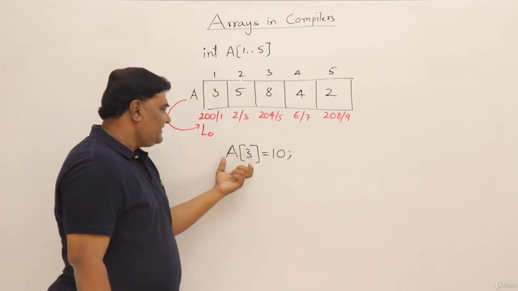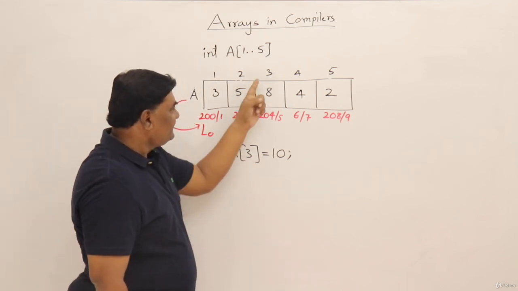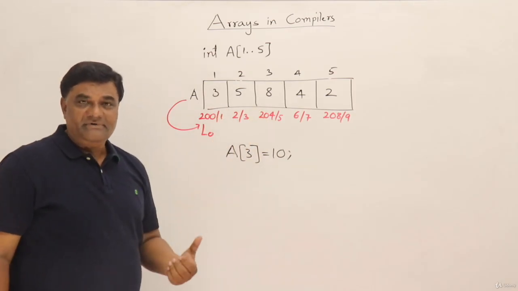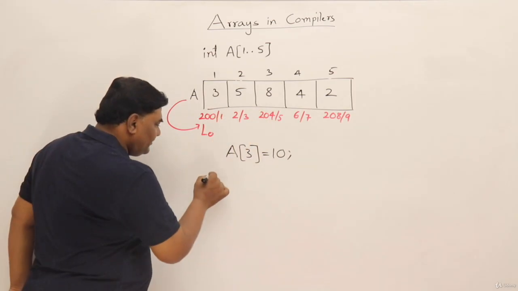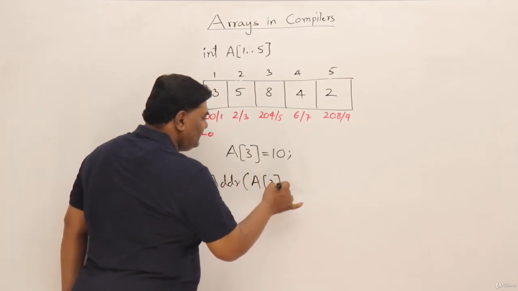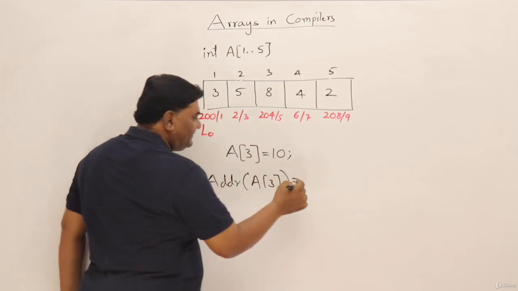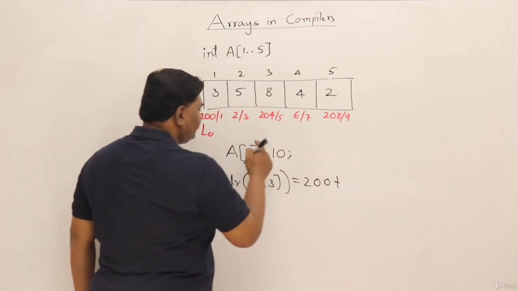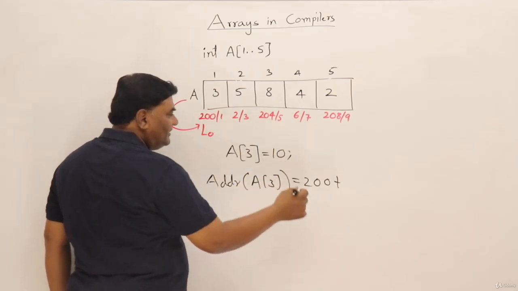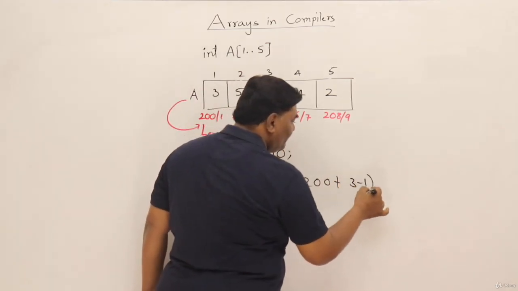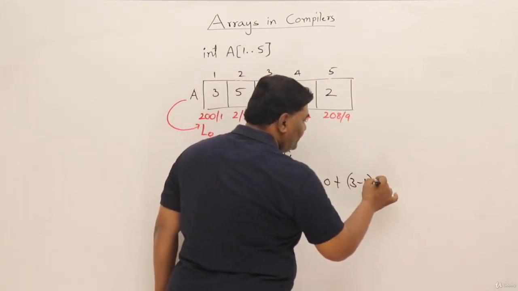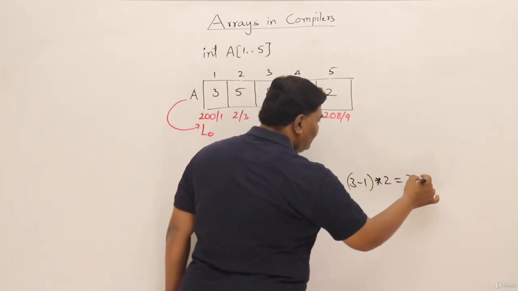Now, if I want to access any location in an array, that is A of 3, and I want to modify it to 10, then how is the formula written by a compiler? For the address of location A of 3, the base address, that is 200, plus, see, the third index is this one, so it has to reach here, that is 204. So it should be 3 minus 1, 1 less, because the indices are starting from 1 onwards, into 2. So this will be 204.